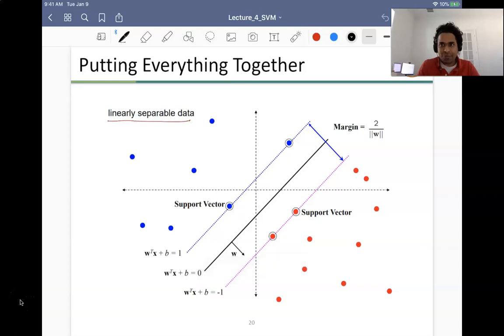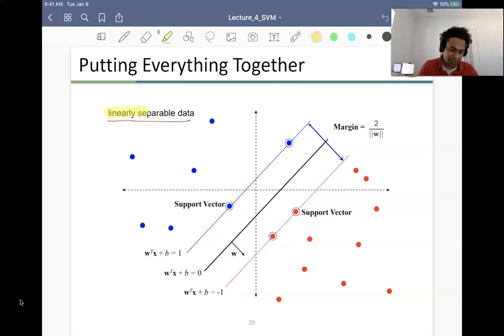Hello everyone, welcome back to part 2 of lecture 4, which is on support vector machines. In the last lecture, we looked at the formulation of support vector machines. This was basically the summary of the first part of lecture 4, and I'll just recap it.